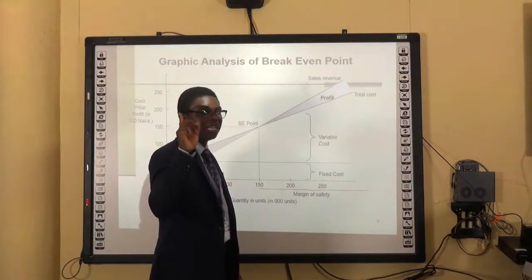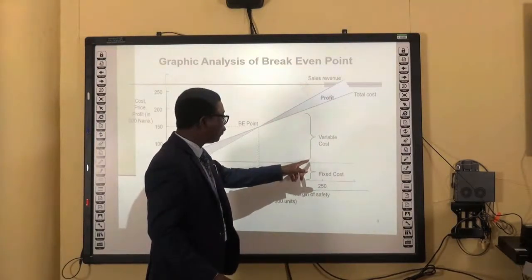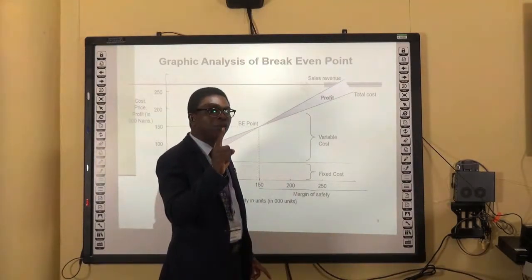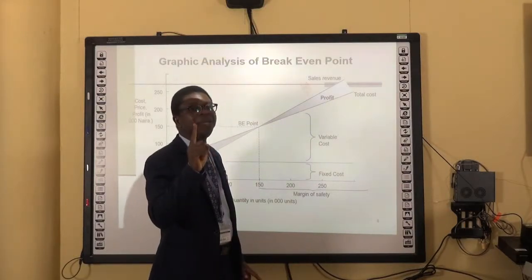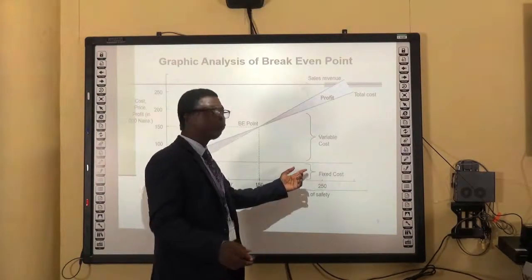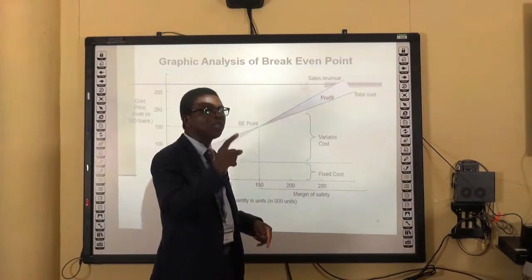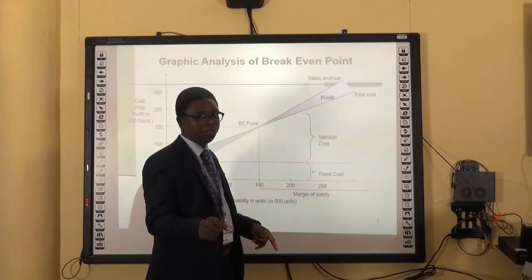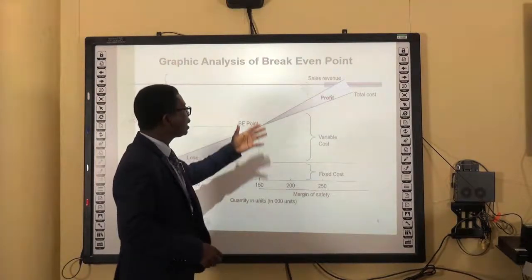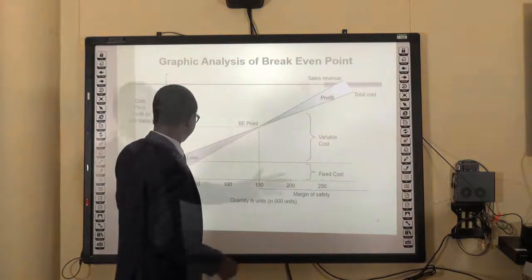And remember the assumption. One of the assumptions of cost volume profit analysis is that even though total variable cost increases, variable cost per unit remains constant. Then fixed cost also remains constant. But while total fixed cost remains constant, fixed cost per unit reduces as the units of production increase. So that is then we have the sales level from 0.